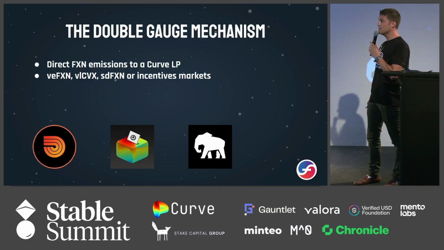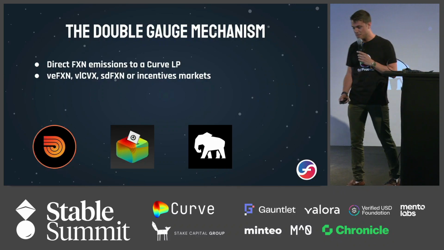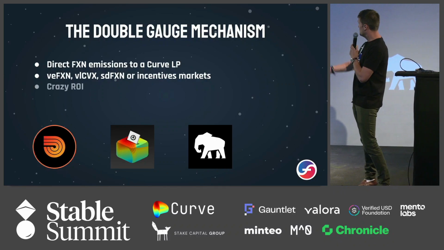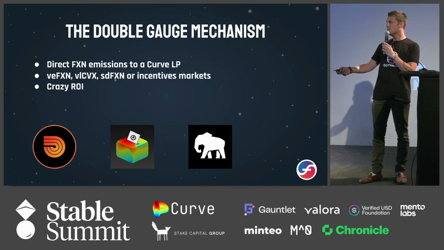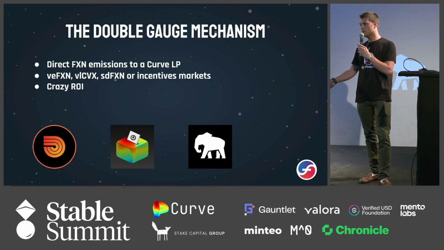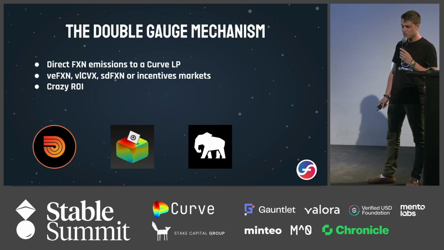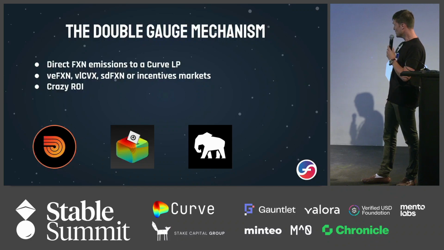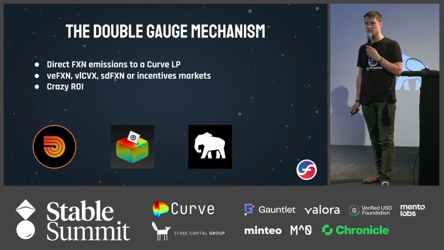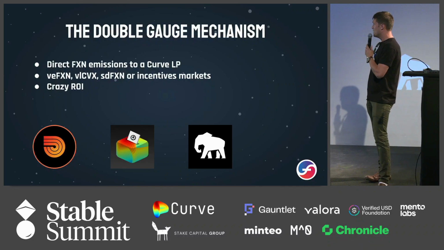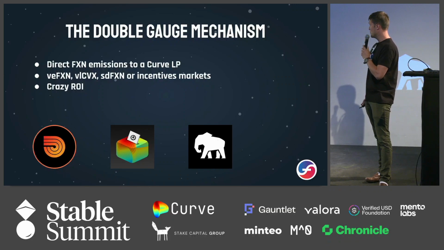And why would you direct incentives? Simply because of the ROI. That's pretty simple. It's a crazy ROI. Because if you want to incentivize a pool yourself, when you spend $1, your LP gets $1. But if you push incentives using an incentive market, you get up to 5x ROI. So that means when you spend $1 to push incentives to a pool, your LPs get $5 of FXN. So that's way more efficient.